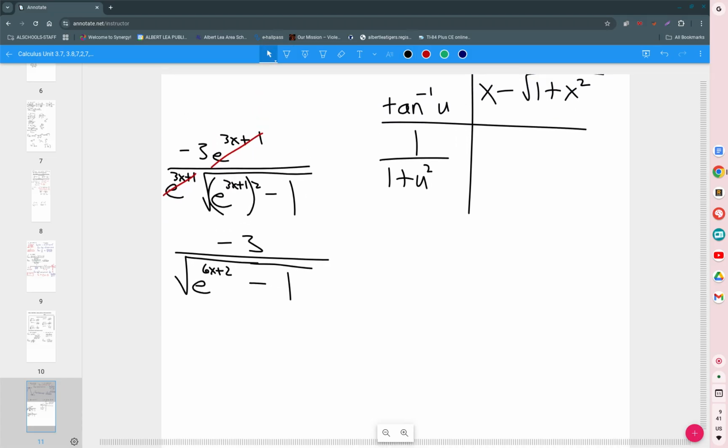The next one, the derivative of x is 1 minus. Now I need the derivative of the root of 1 plus x squared. Is that another chain? That's a chain rule. Oh, okay, okay. Okay, that's fine. We got this.